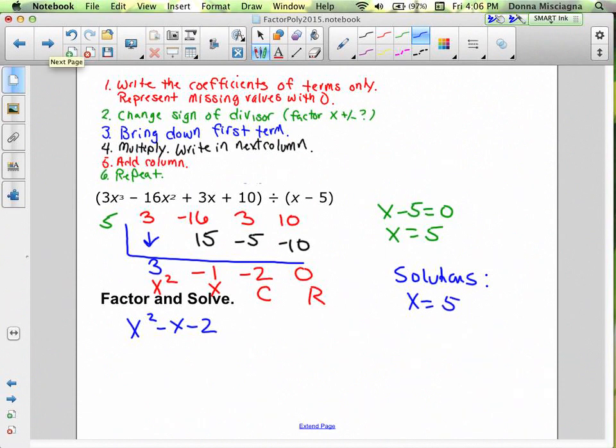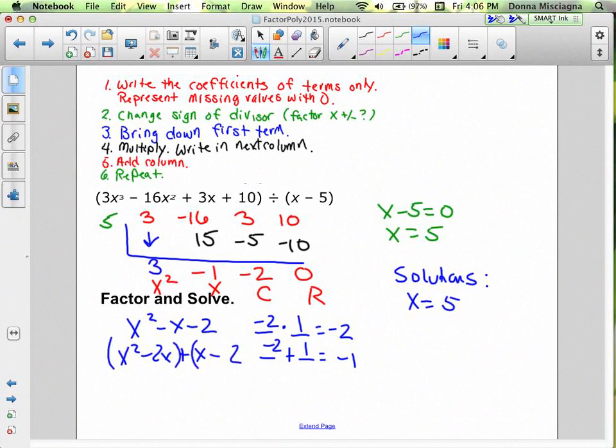We can use factor by grouping for quadratics. 1 times negative 2 is negative 2. We need two numbers that multiply to give us negative 2, but add to give us our b term of negative 1: negative 2 and 1. So we have x squared minus 2x plus x minus 2. The first two are a group, the second two are a group. We'll factor out the x, we have an x minus 2. Factor out the 1, we have an x minus 2. And so factored, we have x plus 1, x minus 2.